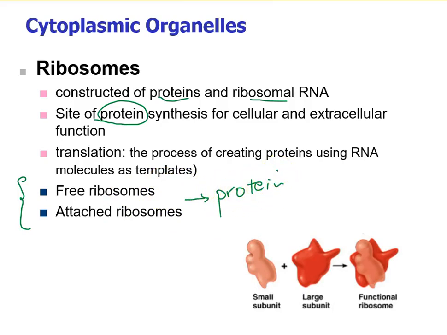The whole process of making proteins from the instructions in RNA is called translation. Ribosomes are basically the places where the cell follows the recipes in RNA to build the proteins it needs. So literally, the process of converting mRNA, or messenger RNA, to protein is called translation. The ribosome is involved in translation.